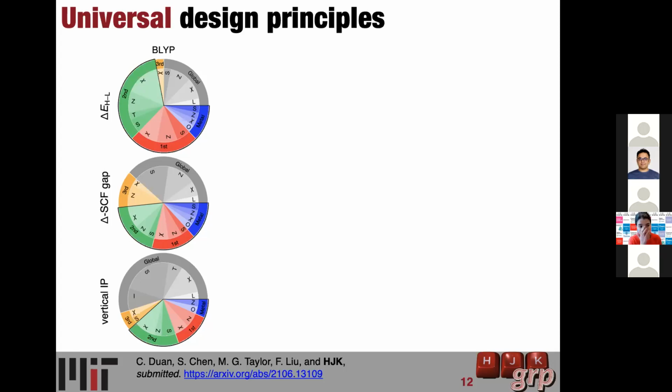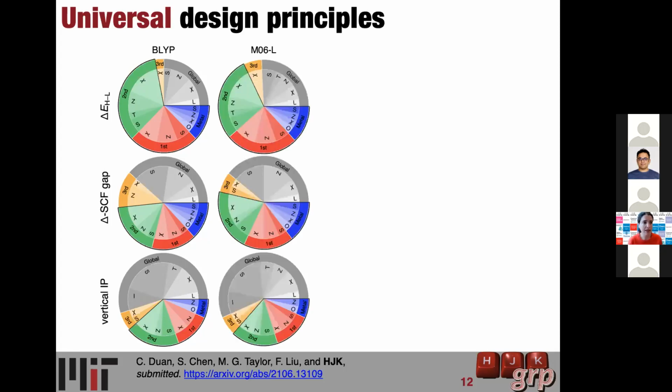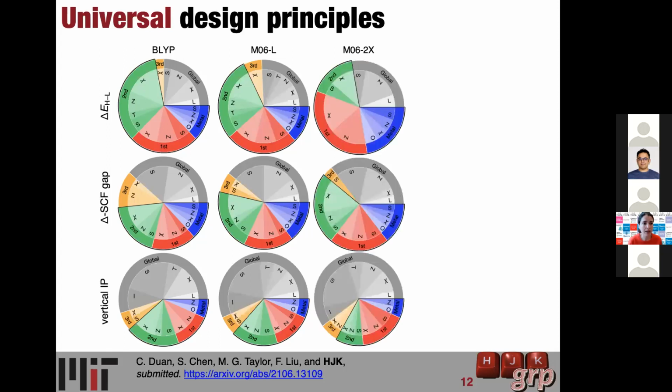And so we could ask, is all of this just an artifact of the DFT functional? Would it have changed if we changed the functional? And so we can go over to even functionals like M06L and M06-2X that didn't agree that well with the other functionals. And we can see that the pie charts are actually pretty invariant. So this is great news.